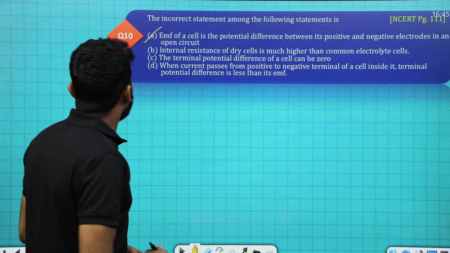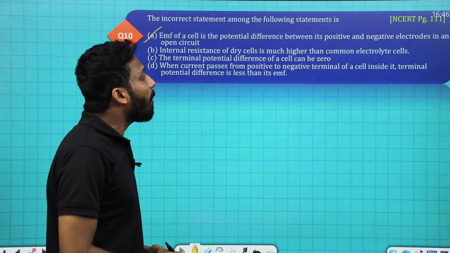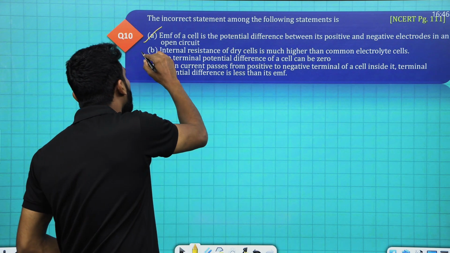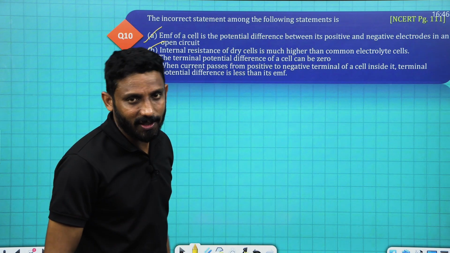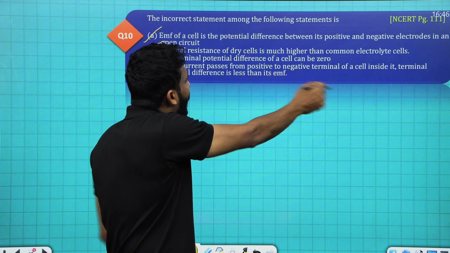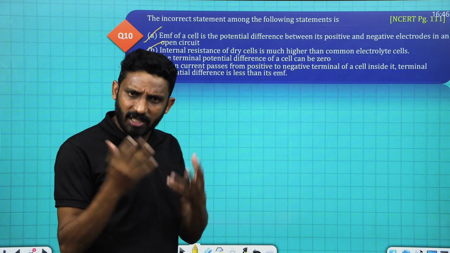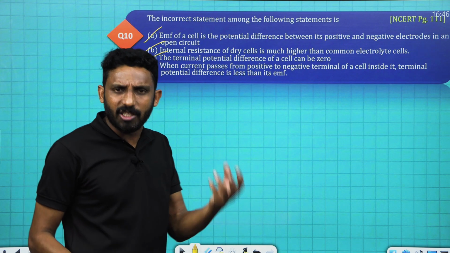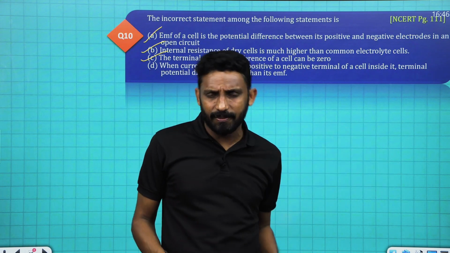Now second. Internal resistance of dry cells is much higher than common electrolytic cells. It is a fact. It is also true. Generally, dry cells have greater internal resistance. Third, the terminal potential difference of a cell can be 0. It is possible. The cell is not providing any potential difference and it became useless.